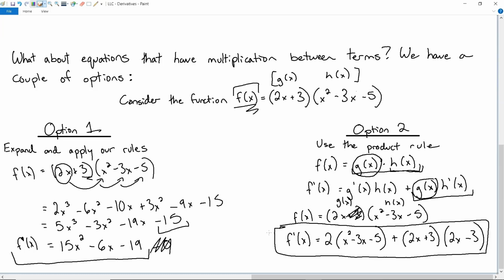Now it may not look as clean as option number 1, because in option number 1 we already distributed all of our terms and sort of expanded it. But usually when we're working with derivatives, we just want an equation to work with. So we have an equation that we can plug in x values and solve for the instantaneous rate of change of a function at that value. And that's the most important thing.